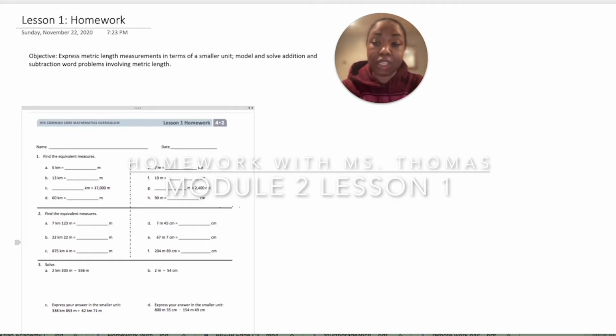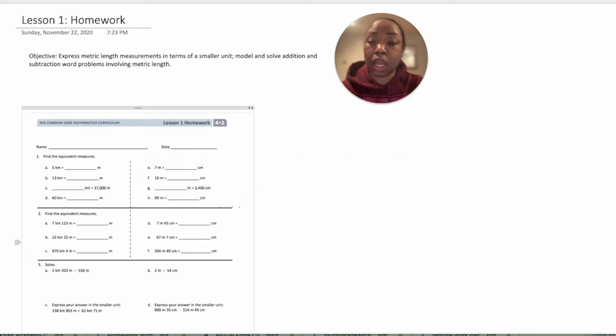The objective is to express metric length measurements in terms of smaller units, and to model and solve addition and subtraction word problems involving metric length. Let's jump right into it.